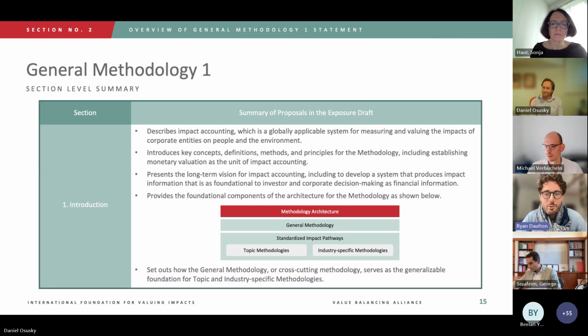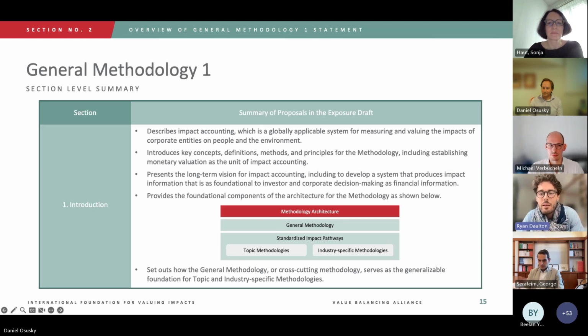So jumping into now a section by section summary, we'll begin with section 1. Section 1 is the introduction section, which describes impact accounting, which, as Michael defined, is a globally applicable system for measuring and valuing the impacts of corporate entities on people and the natural environment. The first section introduces some key concepts, definitions, methods, and principles, and states the monetary valuation as the unit of impact accounting, so measuring impacts in monetary terms. It presents the long-term vision, how we think impact accounting will develop over time.